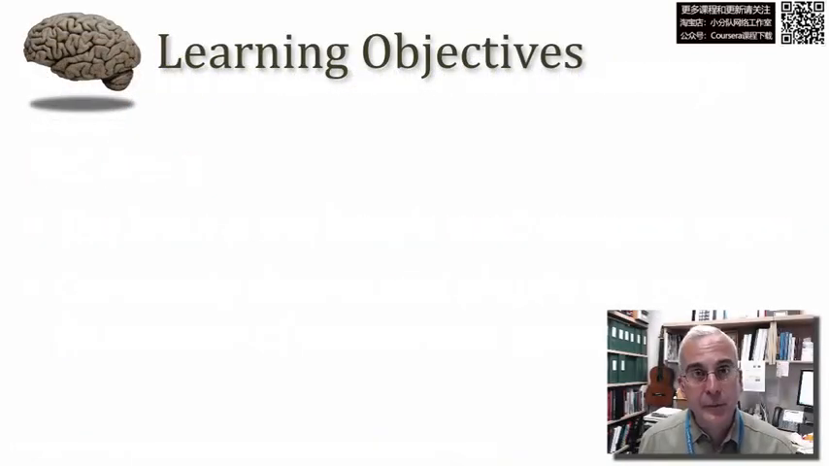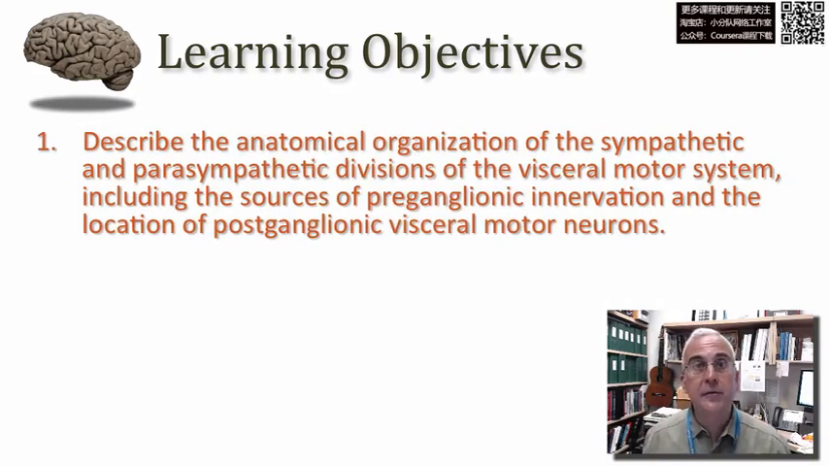Alright, so in this first part of our tutorial on the visceral motor system, I have three learning objectives for you. First, I want you to be able to describe the anatomical organization of the sympathetic and parasympathetic divisions of the visceral motor system, including the sources of preganglionic innervation and the location of the postganglionic visceral motor neurons.